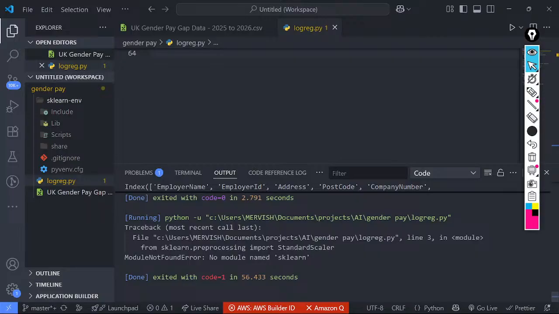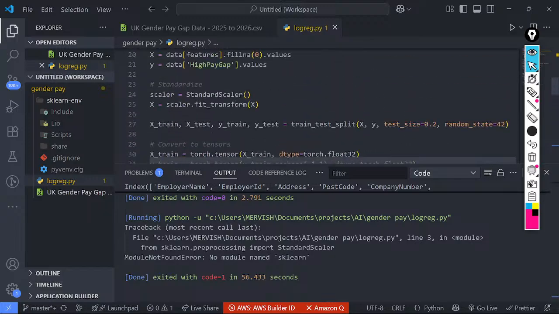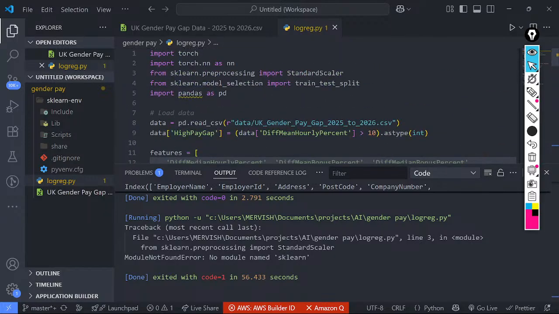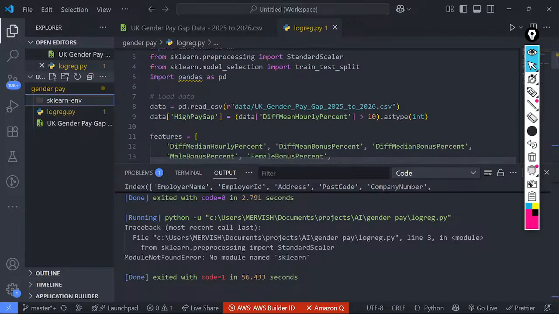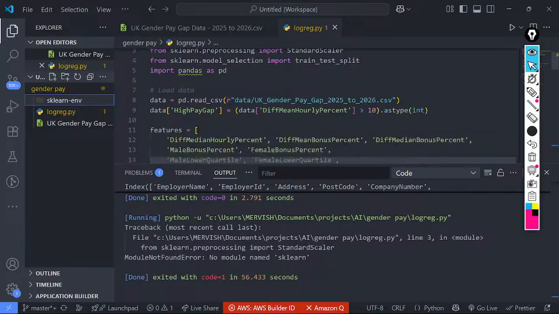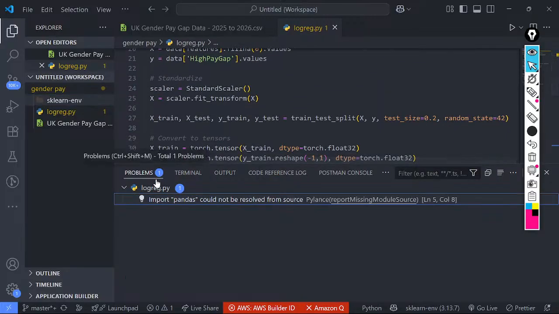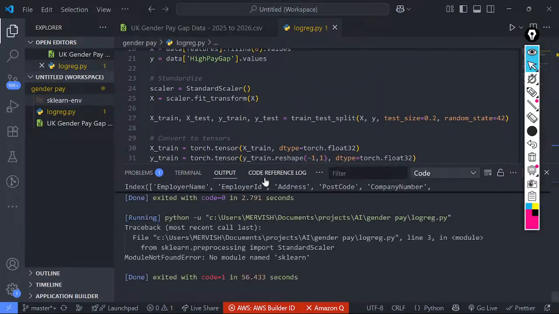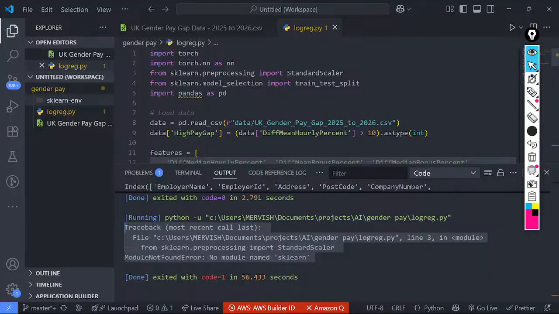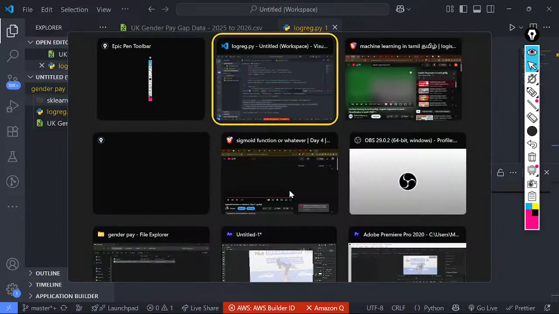Oh, what the heck? No module named sklearn. What the hell? Line 3. I need to download something.